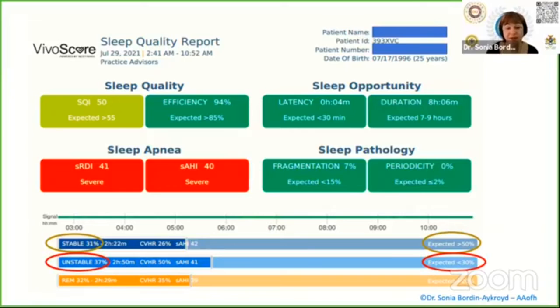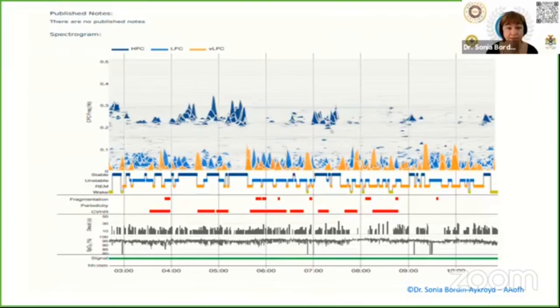Over 50% of his sleep should be stable or deep sleep, but he's only getting 31%. He spends 37% of the time with an unstable sleep. This is more than the maximum expected of 30%. His sleep is very fragmented. No wonder he's always tired, despite reporting sleeping for over 90 hours a day.